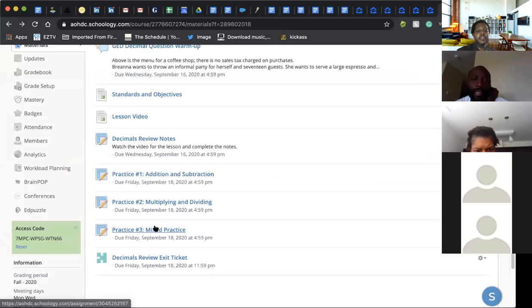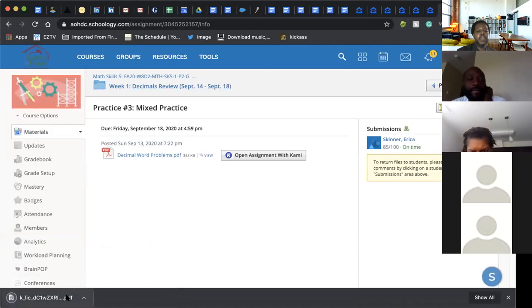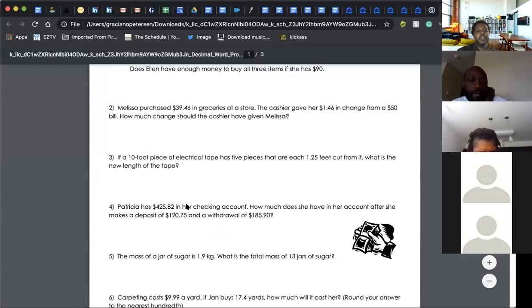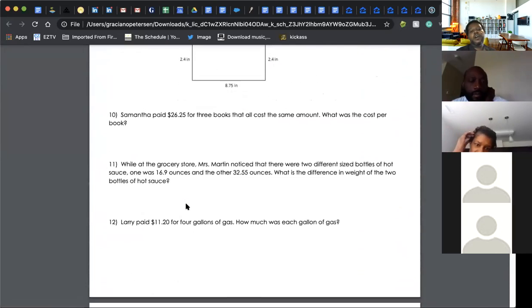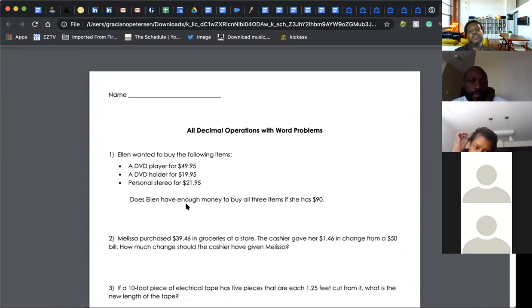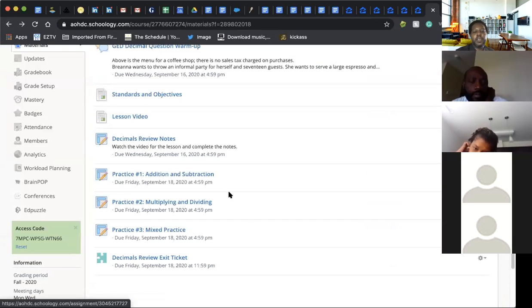And the last one is a mixed practice where we do all of it together, right? It's adding, subtracting, multiplying, and dividing. You just have to figure it out by reading through the questions, okay? So take your time and get those done. If you have any questions, feel free to contact me, right? Anytime, and I will help you out.